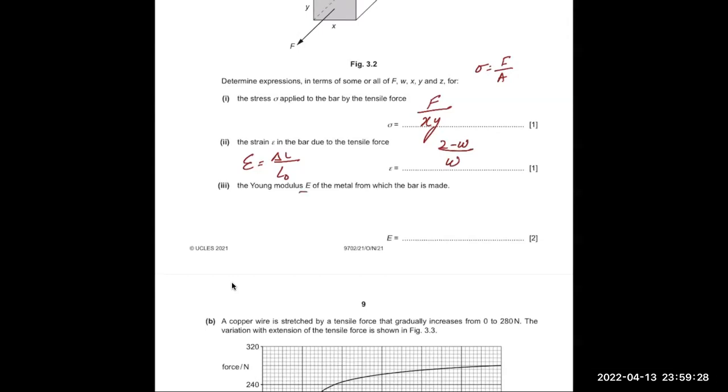The Young modulus E of the metal from which the bar is made. Young modulus is stress over strain. There are two forces applying stresses, so won't it be 2 times F upon XY? No. There'll always be two forces being applied. You cannot have a stress when there's a force on one side. Afnan, pick up a pencil, try to apply a force on only one side. You'll be able to move it, but you won't be able to apply a stress onto it. So you'll always need forces on two sides, but stress is one of the forces divided by the cross-sectional area. Even if you tie it to something, you fix this one end, there'll still be a force on the other end.